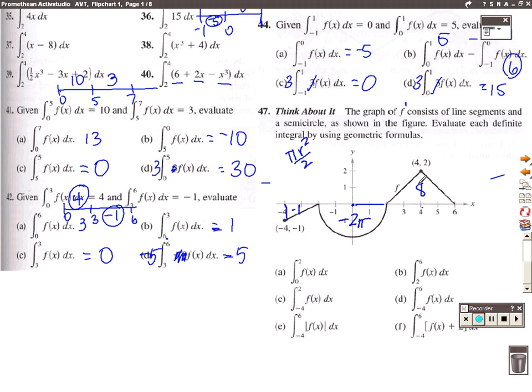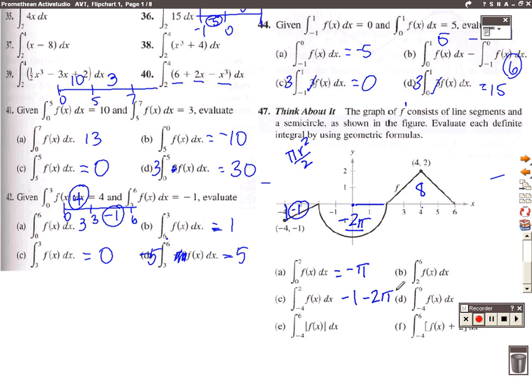So now that I have my areas figured out, I'm just going to answer the questions. The area from 0 to 2 would be negative pi because it's half of my semicircle. The area from negative 4 to 2, yes, positive 2. Negative 4 to 2, that would be a negative 1, negative 2 pi, which is to 2, so that would be negative 1 minus 2 pi. Of course, we can't add that together.